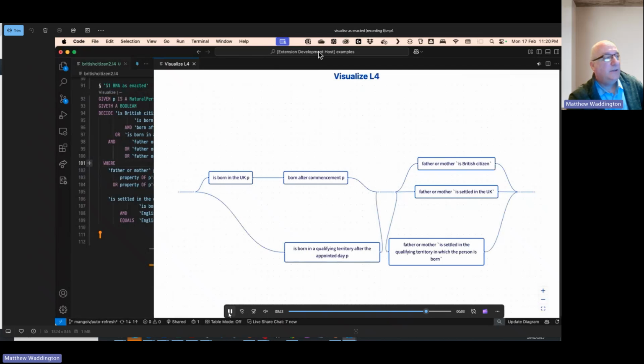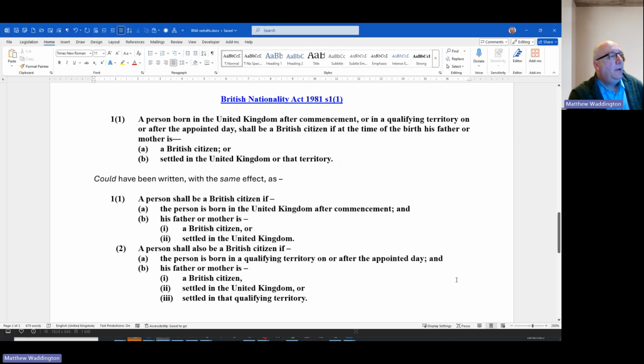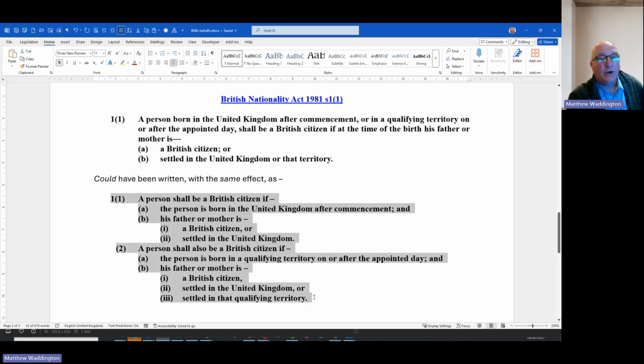So that difficulty leads us to think about whether you could redraft the Act to make that clearer. So what we've got here is the provision as it is now. This is how you could rewrite it if you were a legislative drafter coming to it these days.